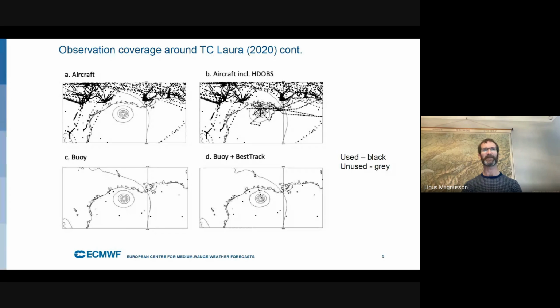And here's the very final one, where we on the top see the impact of the inclusion of the aircraft data from the HDOBS for this particular cycle on the top. And on the bottom, you can see the type of observations that we got from using the best track data interpolated to be one observation every hour. If you compare the bottom left, where we only have buoy data, and buoy plus best track to the right. Next.